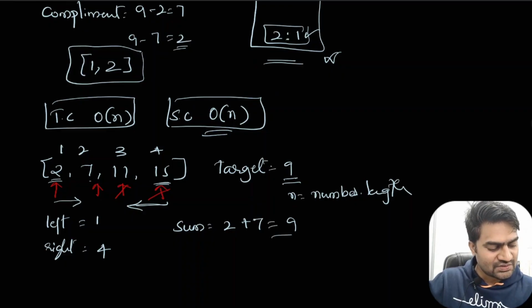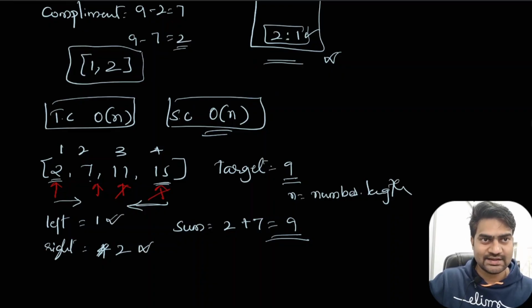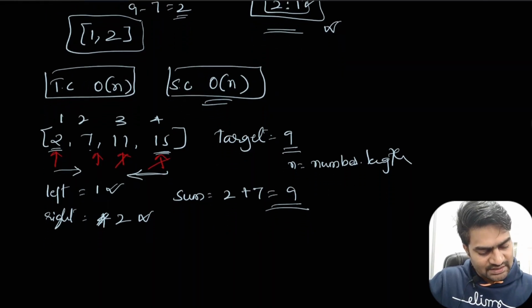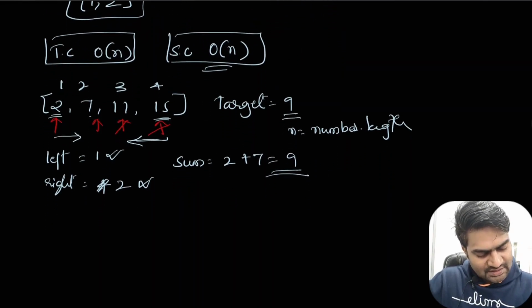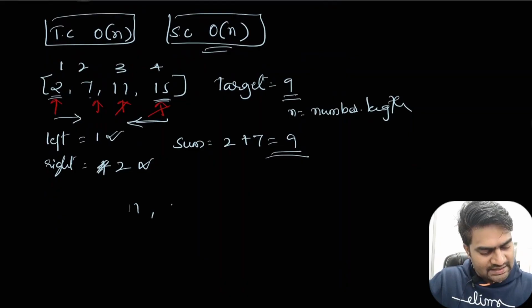Correct, right? So if this is the case, whenever I get my target, I will simply return the indices. So I didn't update this, but this will now be pointing to 2. So I can simply return my left and right pointer. Correct, right? So this is one example. We will modify the target a little bit now.